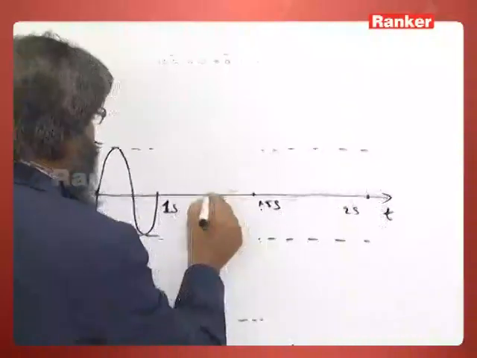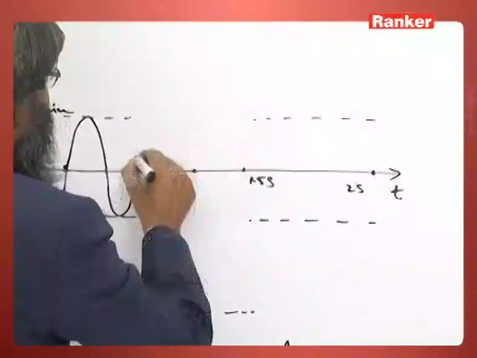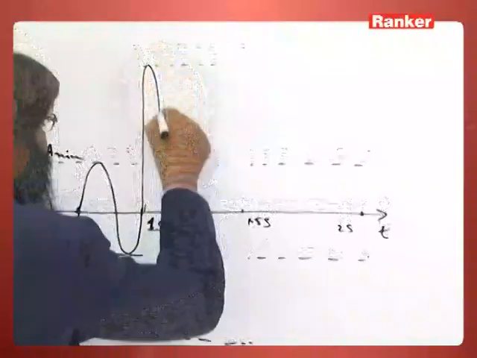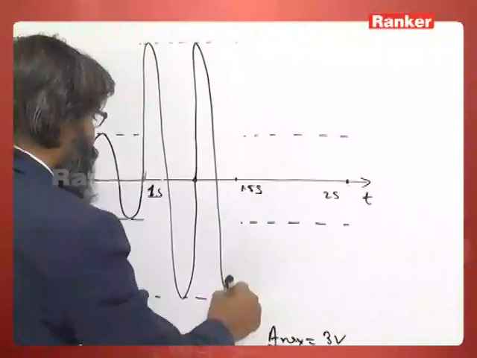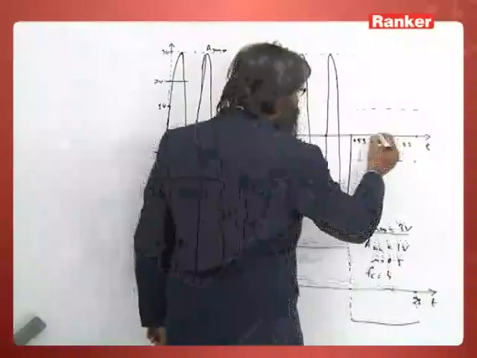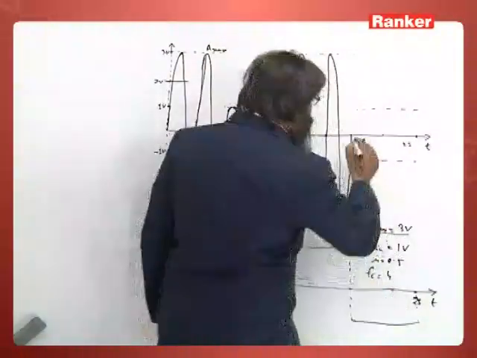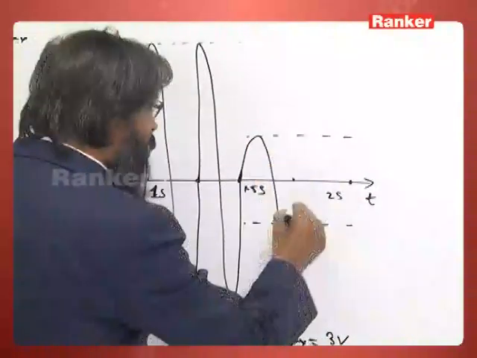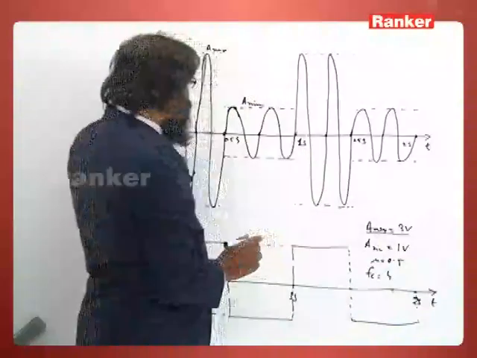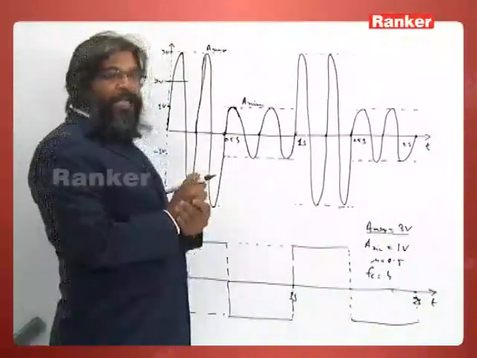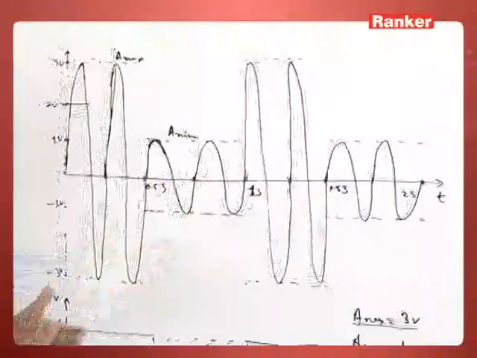Within this it has to make one complete oscillation. Again here it goes like this, and then again it goes like this, and then again here it's minus 1, so it's like this. So this is the modulated waveform.